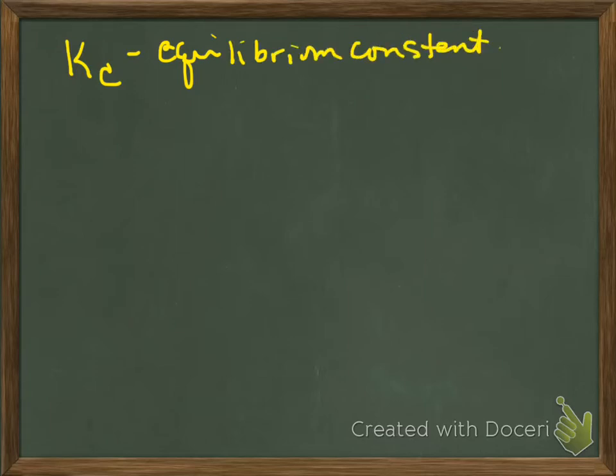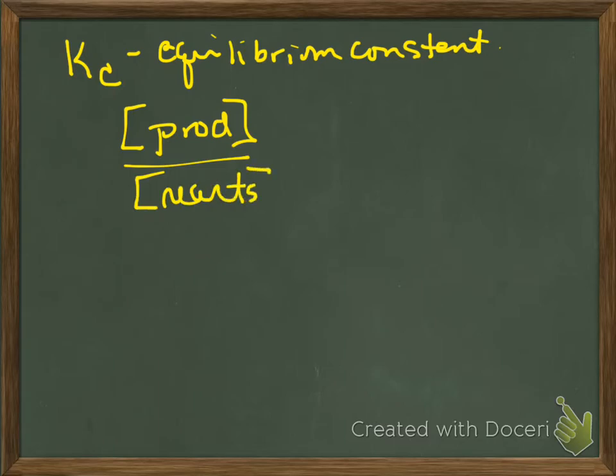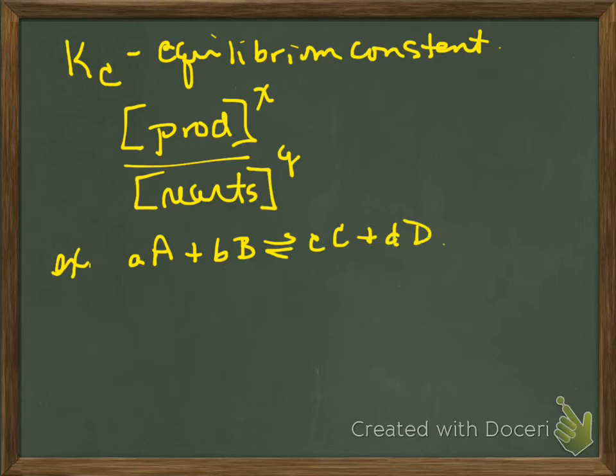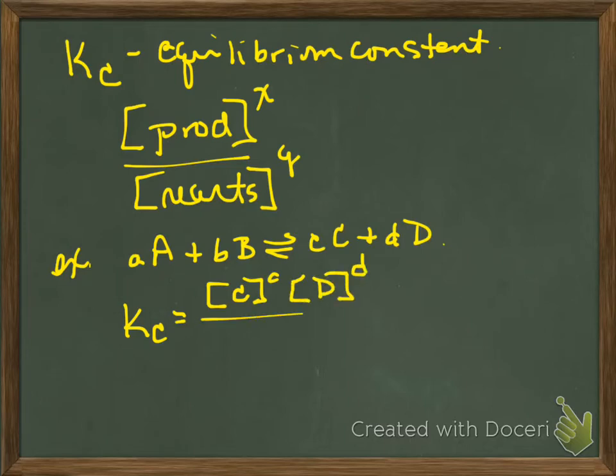Okay. And generally, it is going to be the concentration of the products over the concentration of the reactants. And remember, you're going to raise them to whatever the stoichiometric coefficient is. So as an example, if I have A reacting with B in equilibrium with C and D, my equilibrium constant is going to be the concentration of C to the C power, D to the D power, A to the A power, and B to the B power.